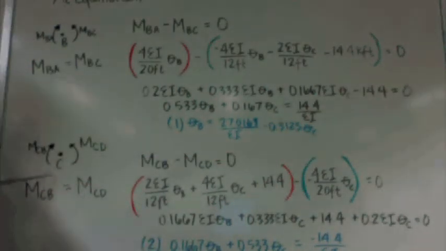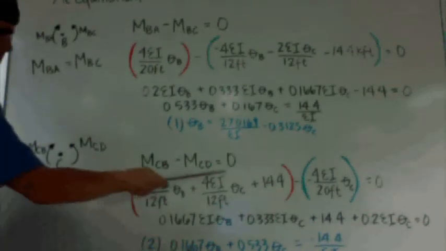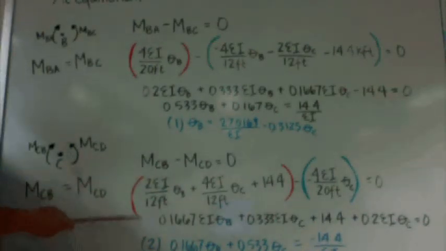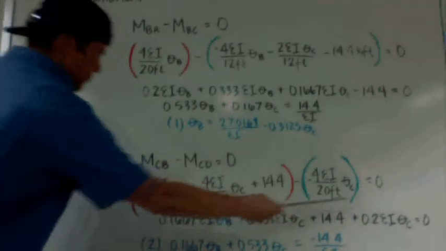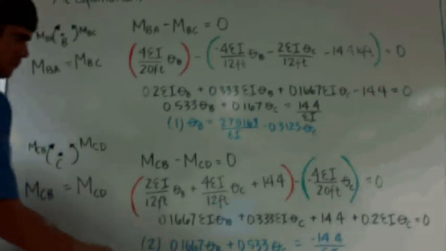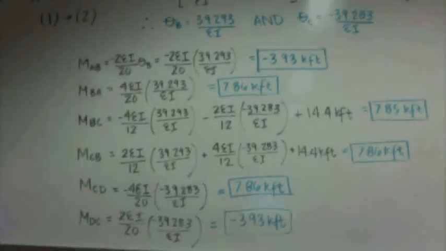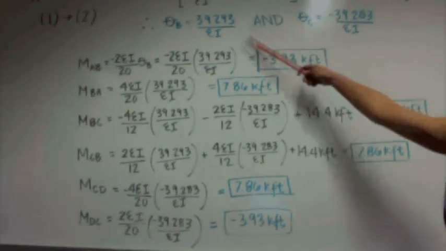Also from the moment diagram, we see that MCB equals MCD at equilibrium. Rearranging this equation, we get MCB minus MCD equals 0. Plugging in our moment equations we found previously, we have MCB in red and MCD in green. Since we have two unknowns, theta B and theta C, solving this second equation will give us another equation, which is listed in blue. Now we can plug equation 1 into equation 2 and solve for both theta B and theta C.